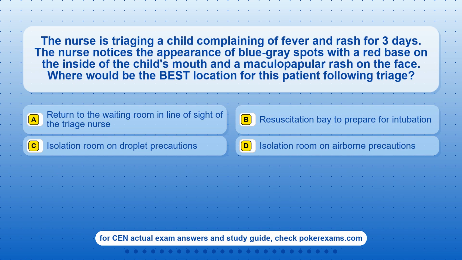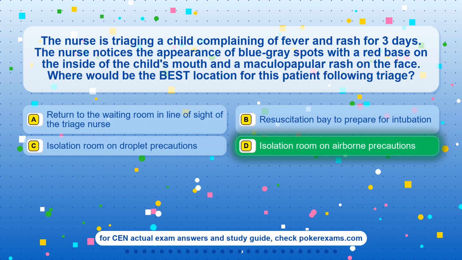Question 24. The nurse is triaging a child complaining of fever and rash for 3 days. The nurse notices the appearance of blue-gray spots with a red base on the inside of the child's mouth and a maculopapular rash on the face. Where would be the best location for this patient following triage? Option A, return to the waiting room in line of sight of the triage nurse. Option B, resuscitation bay to prepare for intubation. Option C, isolation room on droplet precautions. Option D, isolation room on airborne precautions.